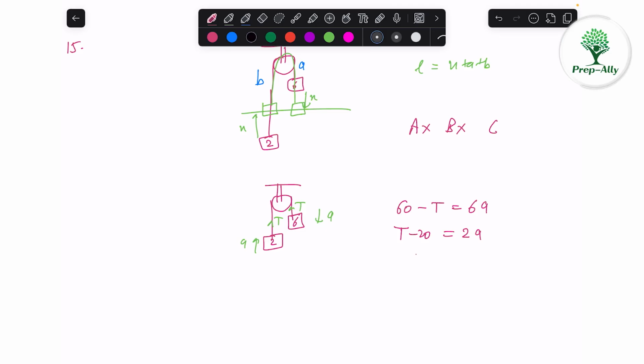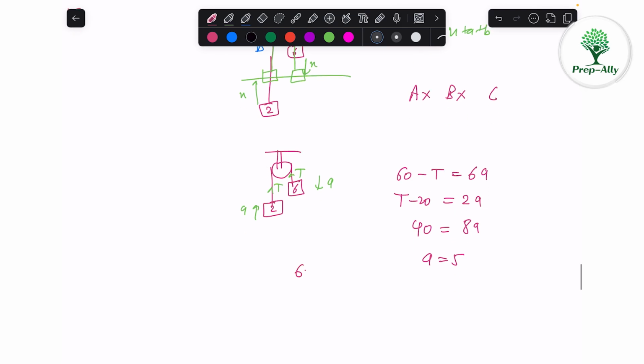If we add this, we will get 4t is equal to 8a, and a is equal to 5. So if a is equal to 5, 60 minus T is equal to 6 into 5, which is 30. So tension is 30 newtons. That means C option is correct.